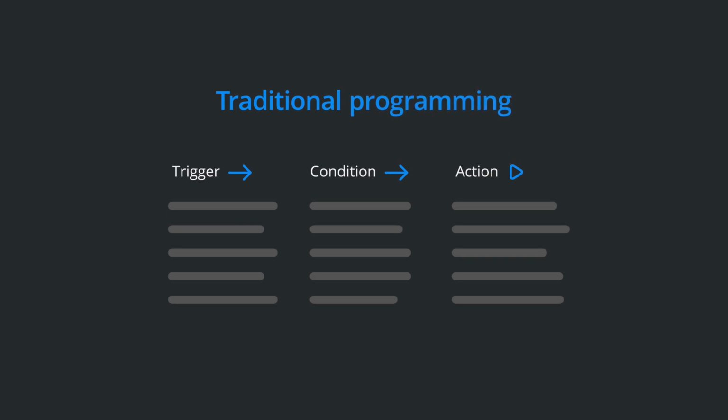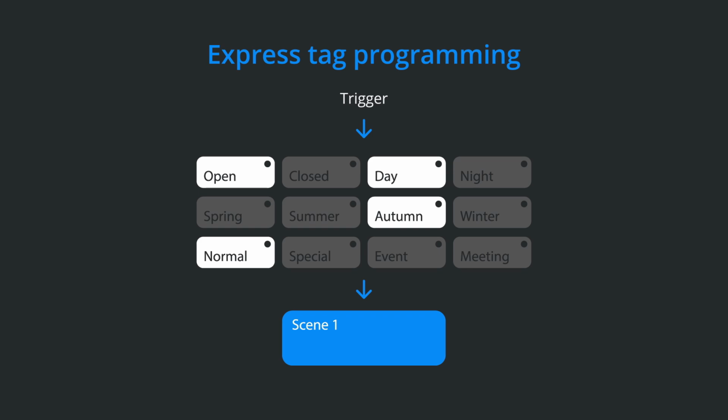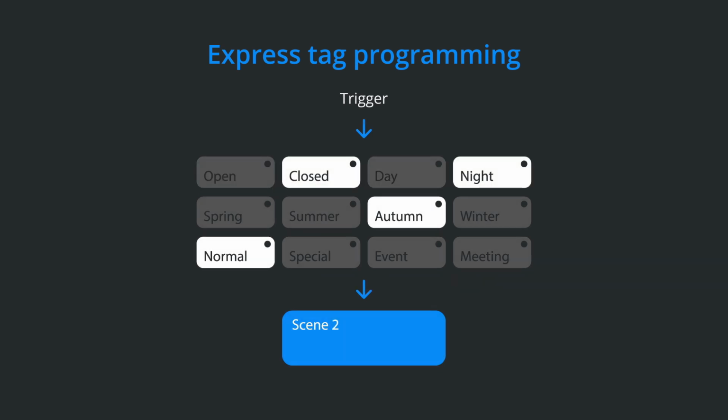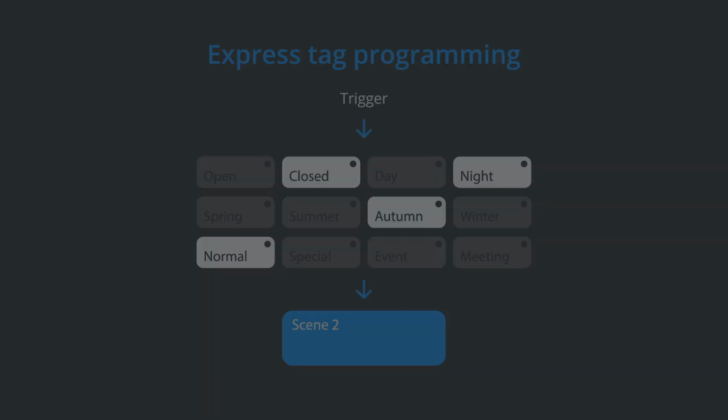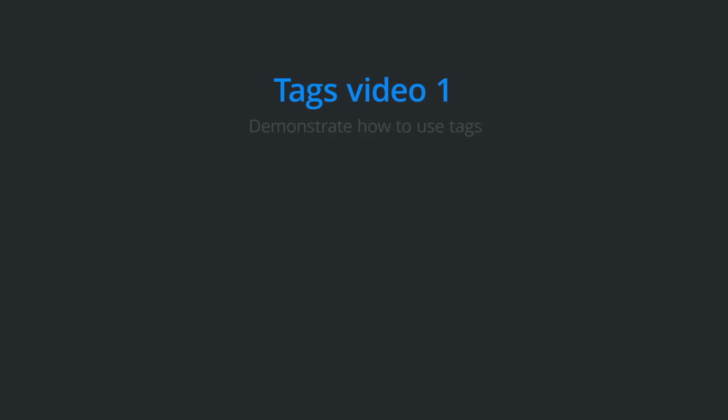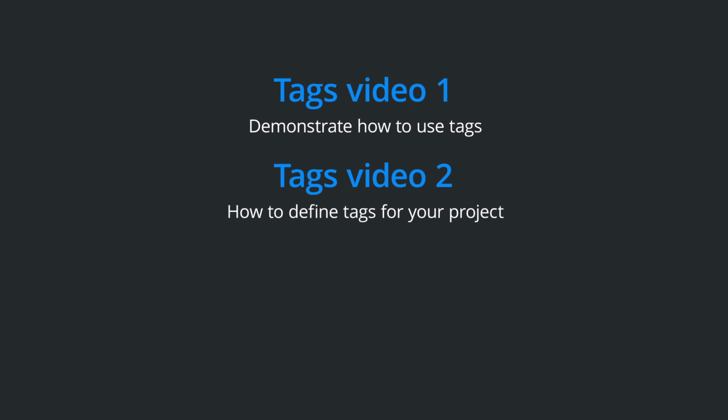Working with tags requires a shift in thinking compared to using scene recall, but behind the simple programming concept lies a tremendously powerful tool. In this explainer video, the first of 3 on the topic, we'll demonstrate how to use tags, and in the next video we'll look more closely at how to approach programming tags, before looking at examples which make the most of this feature in the 3rd video.